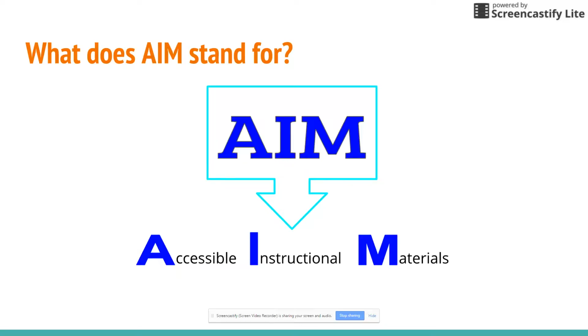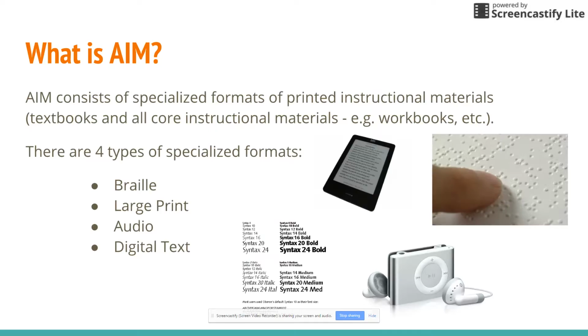So AIM stands for Accessible Instructional Materials. And AIM consists of specialized formats. So if we think about printed materials that we typically use in class, textbooks, core instructional materials like workbooks, supplemental materials, any sort of printed instructional materials, AIM is having specialized formats so that students with disabilities can access them in different ways. So there's 4 types of specialized formats. The first one is Braille for students who need that format to read it. There's large print, audio formats, and there's also digital text.